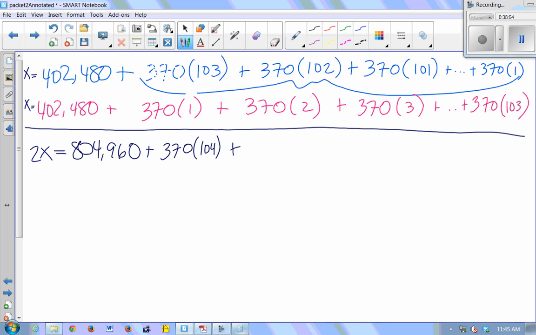Plus. Here I have 102 370s plus two more 370s. How many 370s do I have now? 104. 370 times 104. Plus. Here I have 101 370s plus three 370s. How many 370s do I have? 104. Plus dot, dot, dot, plus 1 370 plus 103 370s, 104 370s.